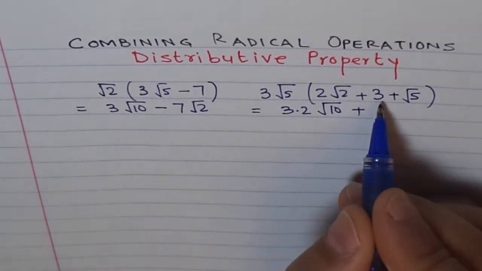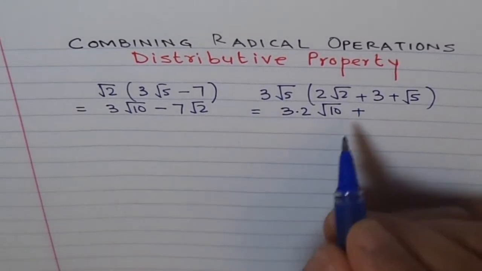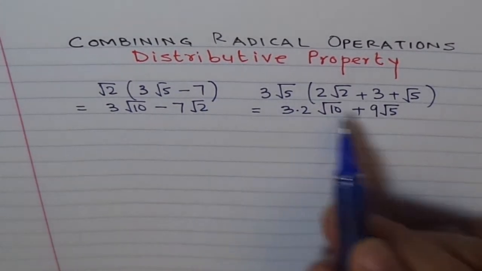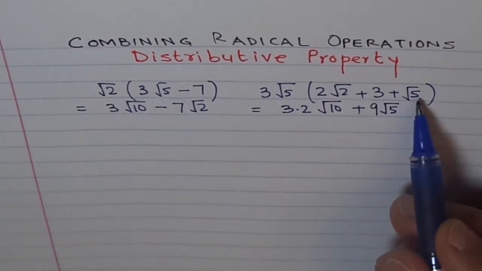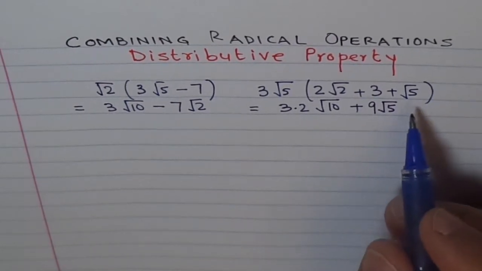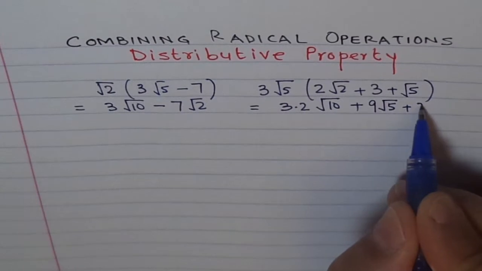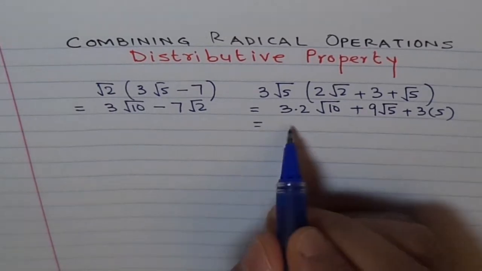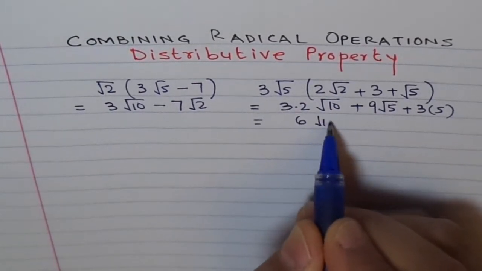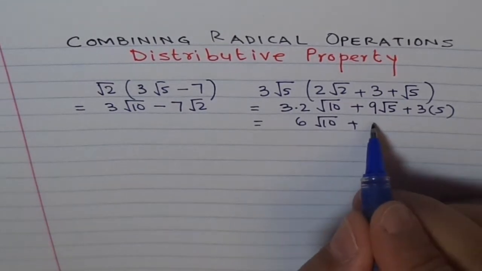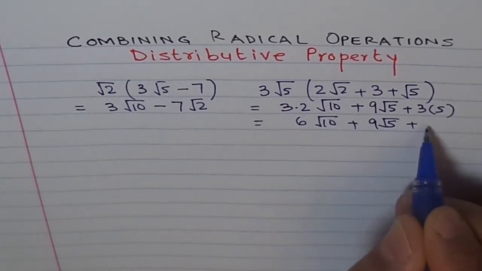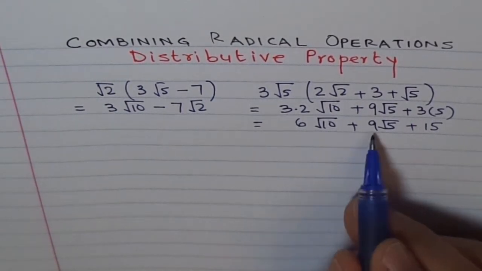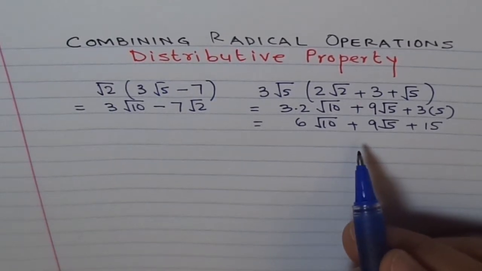Plus we multiply with this number. There's no radical here. So 3 times 3, we get 9 square root 5. And when you do square root 5 times square root 5, you get 25 within the square root, whose square root is 5. So we can write this as plus 3 times 5. Now let's simplify it. This is 3 times 2, 6 square root 10 plus 9 square root 5 plus 15. See, we don't have like radicals, so we can't really combine them. So that's our final answer, correct?